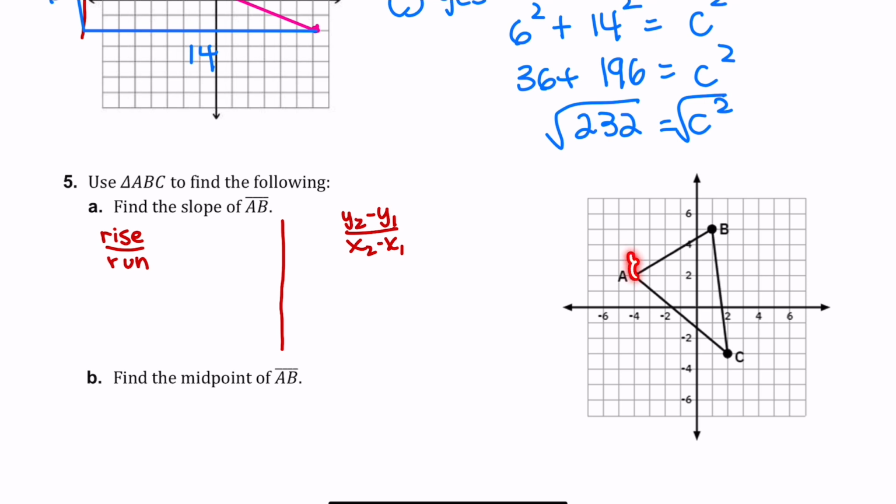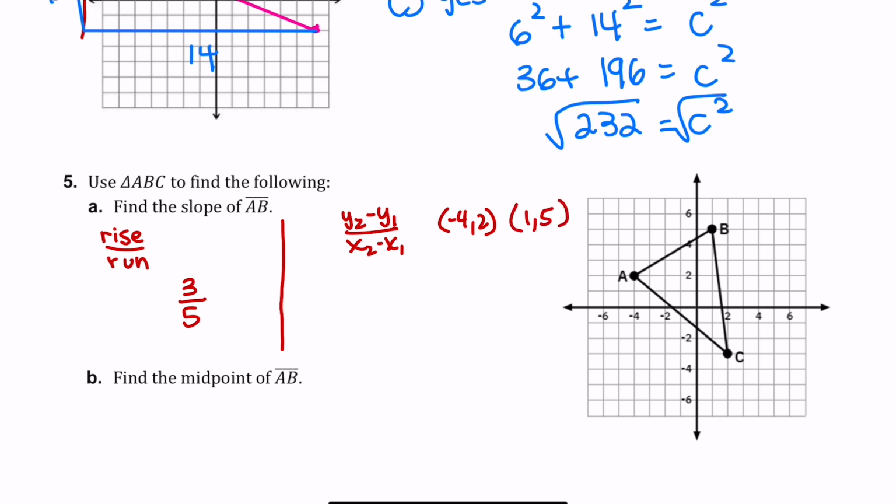I'm going to count up 1, 2, 3. The rise would be 3. The run is 1, 2, 3, 4, 5. So my slope is going to be 3 over 5. Now if I use the points, A is negative 4, 2. My B is 1, 5.